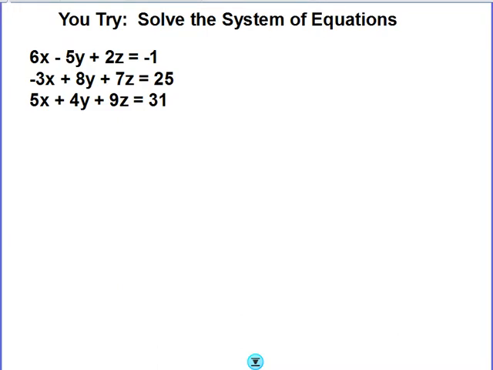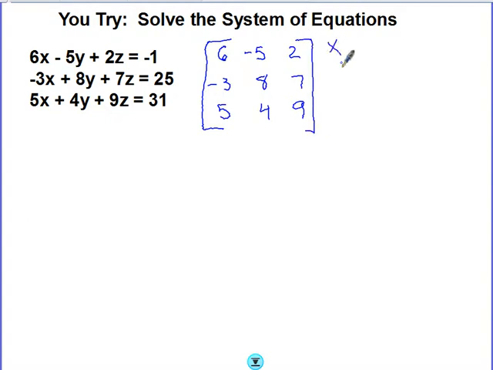Okay, then we're going to use that process to solve a system. So this time we have 3 equations, 3 variables, so we're going to end up with a 3×3 matrix. Just like you did with the 2×2s, you make one matrix that is the coefficients. So just coefficients of x, coefficients of y, coefficients of z. Then one matrix that is the variables. And it's equal to a matrix that is the constants.